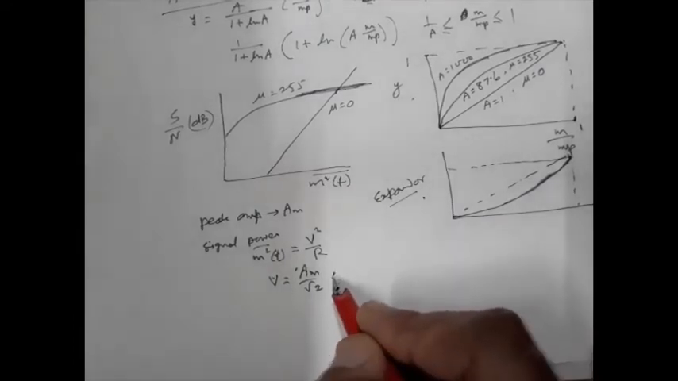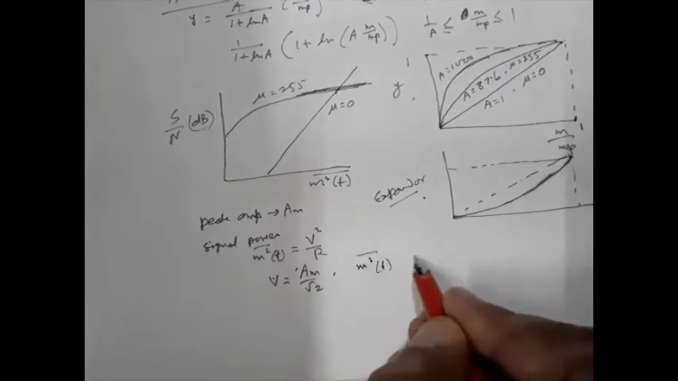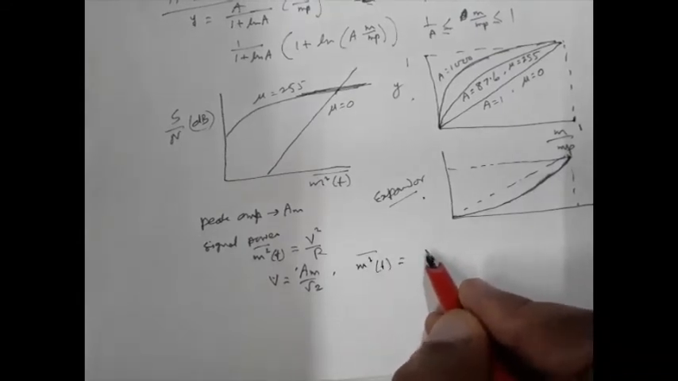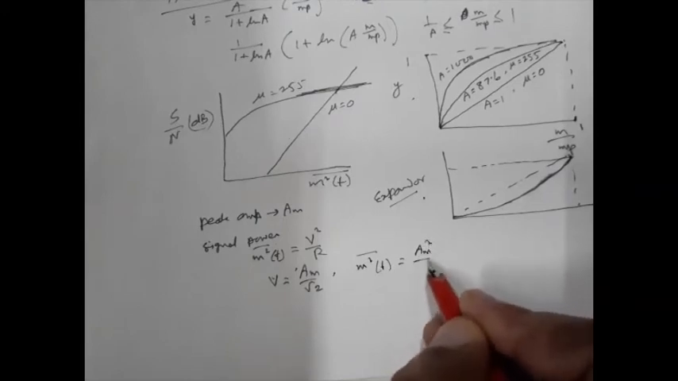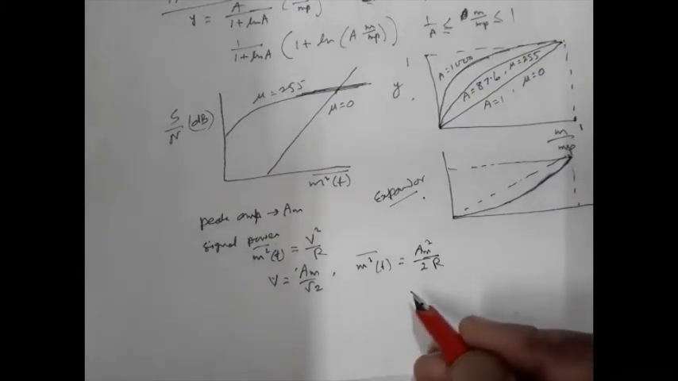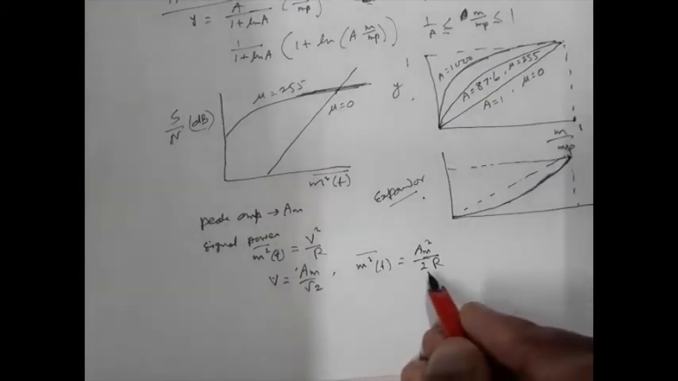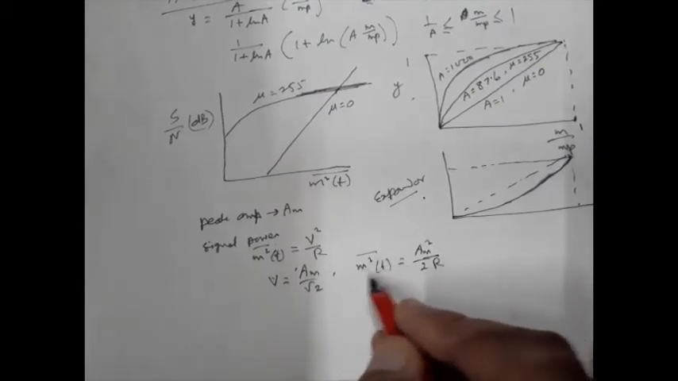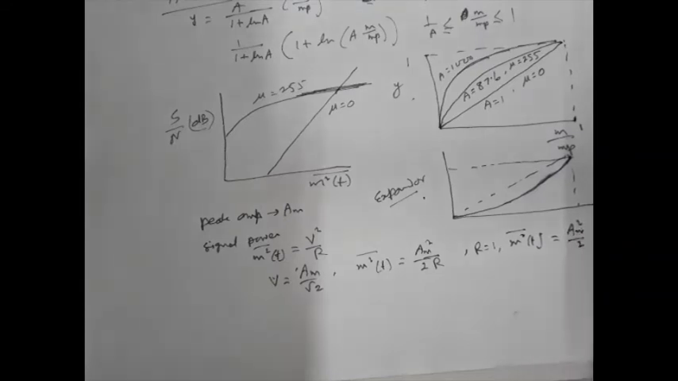So m square t bar is equal to Am square by 2 into R. So if we consider normalized power, then we set R equal to 1. So m square bar is equal to Am square by 2.